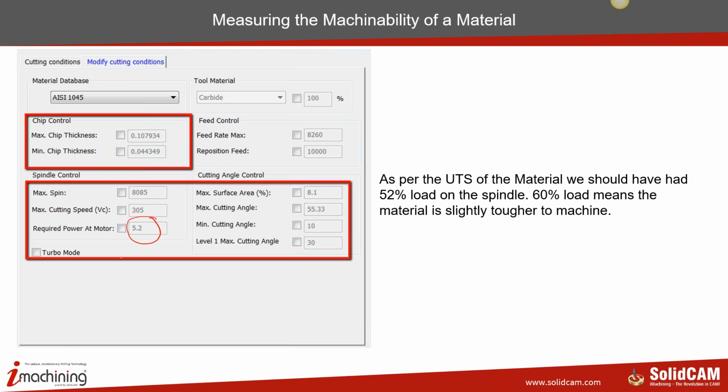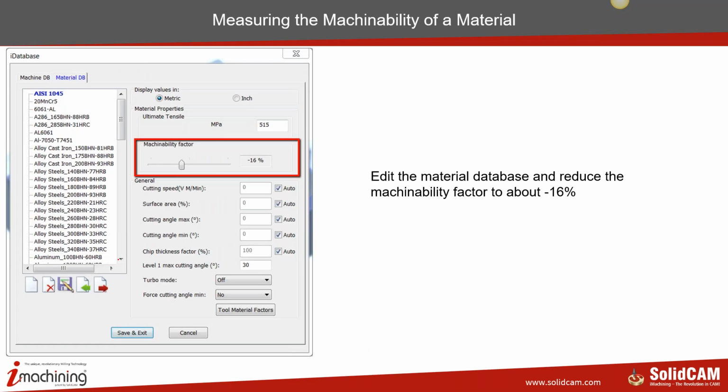So here, the machinability is slightly poorer than what the UTS suggests it to be. So what we do, we get into the machinability factor. Here we had a slider before, we don't have a slider, but we put in a value. Minus means you're actually making it tougher, plus means it is softer. Minus is harder, plus is softer. So we introduce a value.